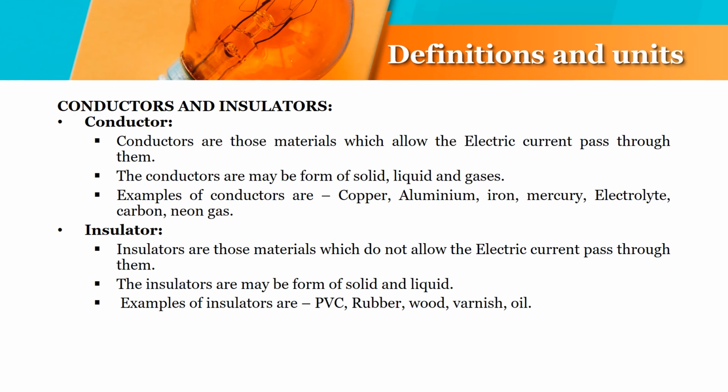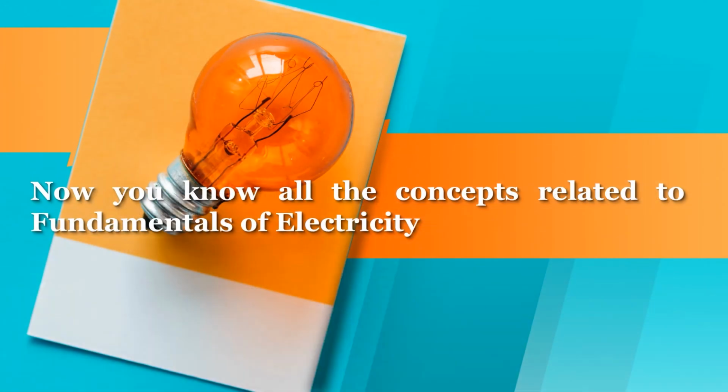Insulators are those materials which do not allow electric current to pass through them. Insulators may be in the form of solid and liquid. Examples of insulators are PVC, rubber, wood, varnish, and oil. Now you know all of the concepts related to fundamentals of electricity.